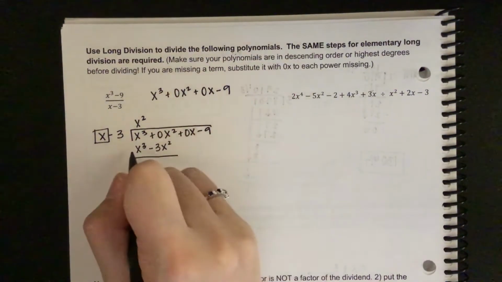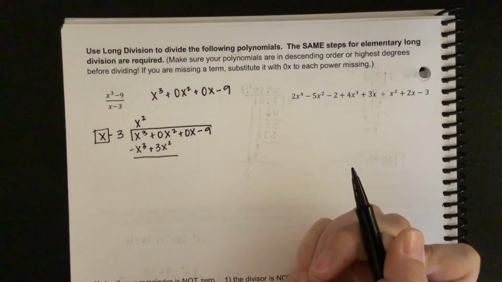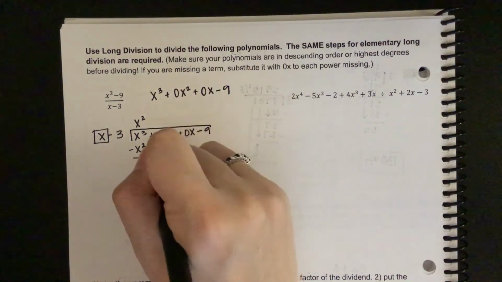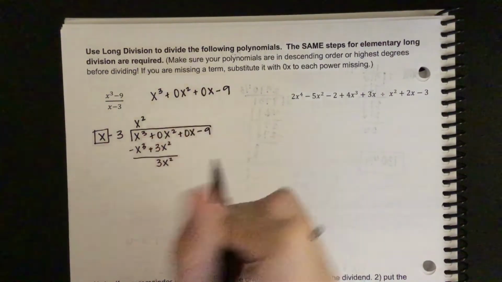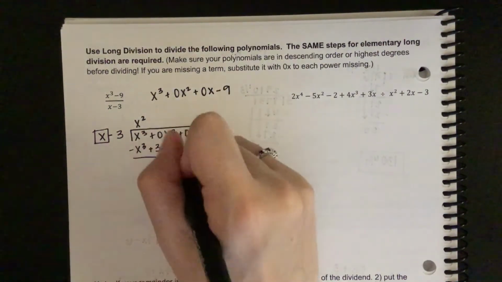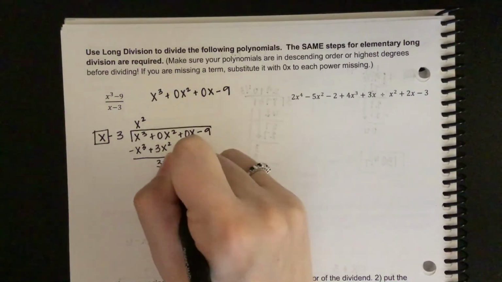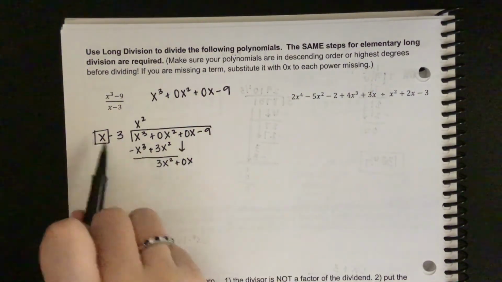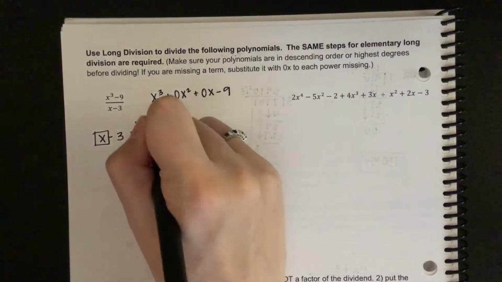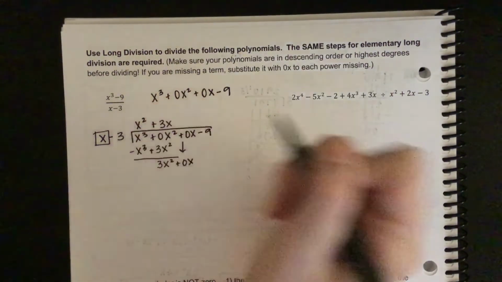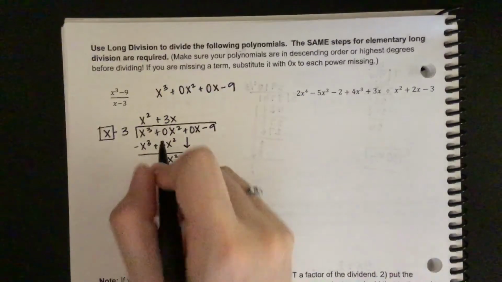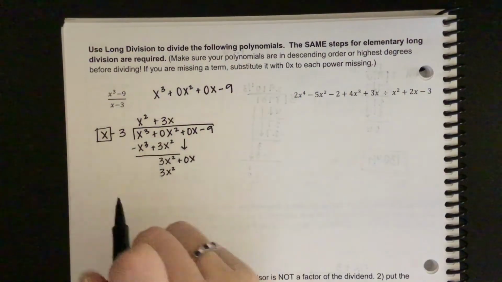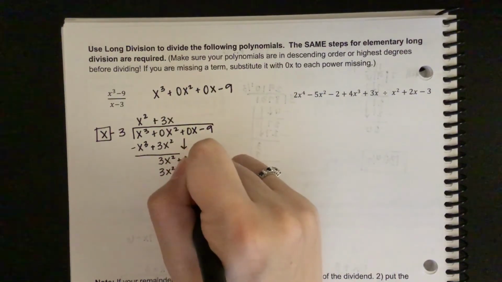Subtract, so change your signs. 0x squared plus 3x squared is 3x squared. I have two terms here, so I want to continually have two terms. Plus 0x. X times 3x would give me 3x squared. 3x times x is 3x squared like I thought. And then 3x times negative 3 is negative 9x.